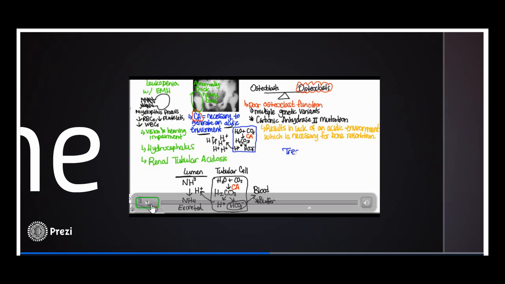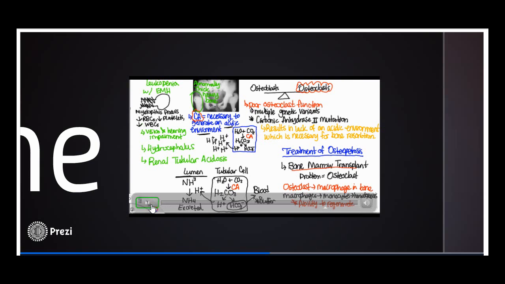Now, what is the treatment of osteopetrosis? The treatment would be a bone marrow transplant. Now, you may ask, how would a bone marrow transplant help? Well, think of it this way. The problem in these individuals is that their osteoclasts are not functioning properly. Now, an osteoclast is a macrophage in bones, and macrophages are derived from monocytes. Monocytes are derived from the hematopoiesis process. Hence, a bone marrow transplant will give this individual the ability to make normal monocytes, hence generating normal osteoclasts and taking care of the problem.